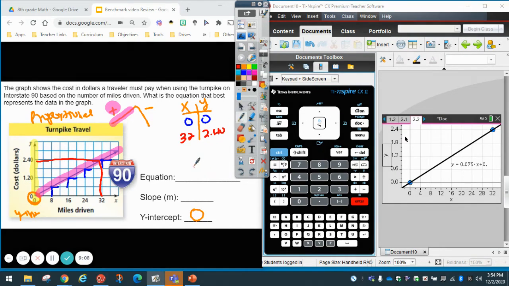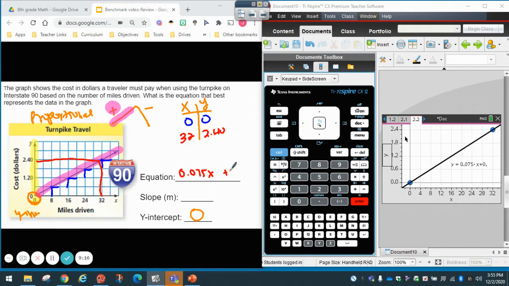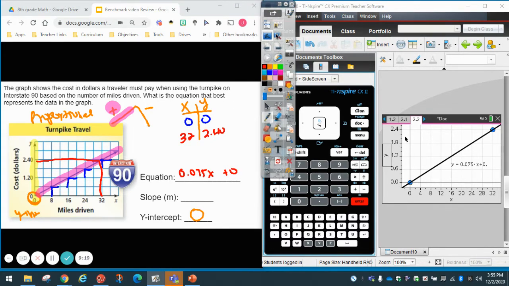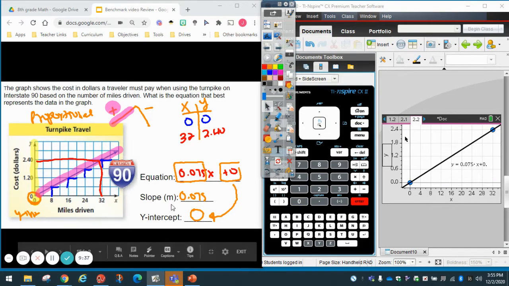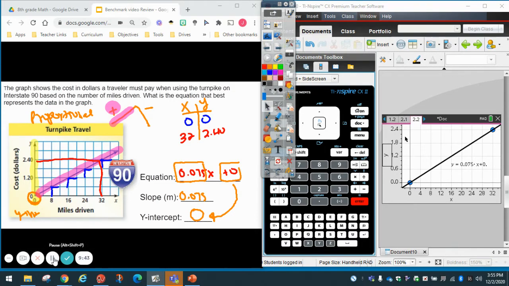So here is my equation. I have 0.075x plus 0. And remember that my y-intercept is the number with no letter. So this is my y-intercept. And my slope is the number in front of x. So this right here is my slope, 0.075. You have to know which one's your y-intercept and which one's your slope because they might ask you for the slope or the y-intercept, or they might ask you for the whole equation.